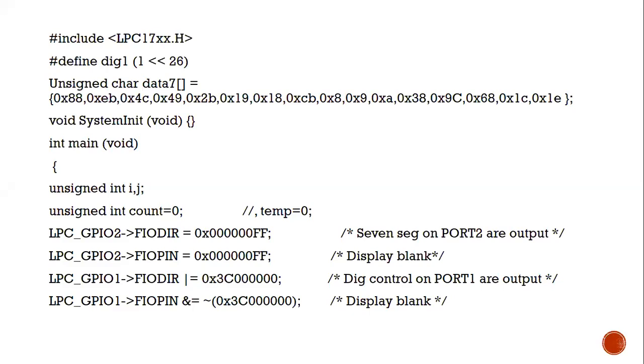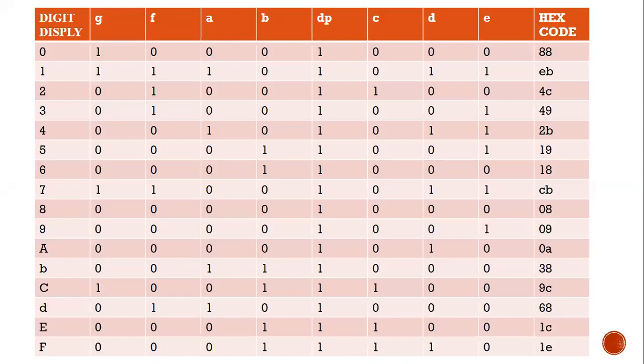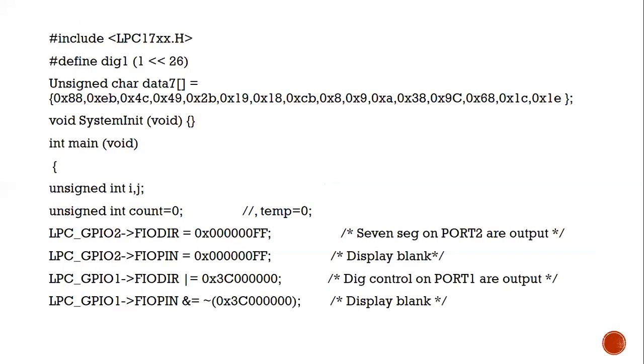As I already said, when I make all the lights 1, they will be in an off condition. All LEDs will be 0. If I want to make an LED glow, I should make the pin 0, because it is a common cathode. So I'm going to send 1 here.